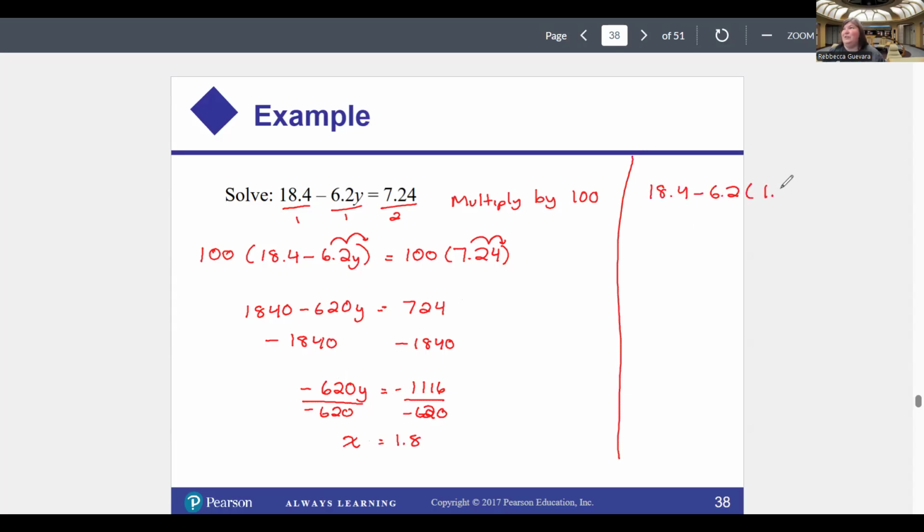You might just want to stick this side on your calculator and then see if you're going to get 724. So 18.4 minus 6.2 times 1.8 is, in fact, 700.24. Yay, it checks out. This is my answer.